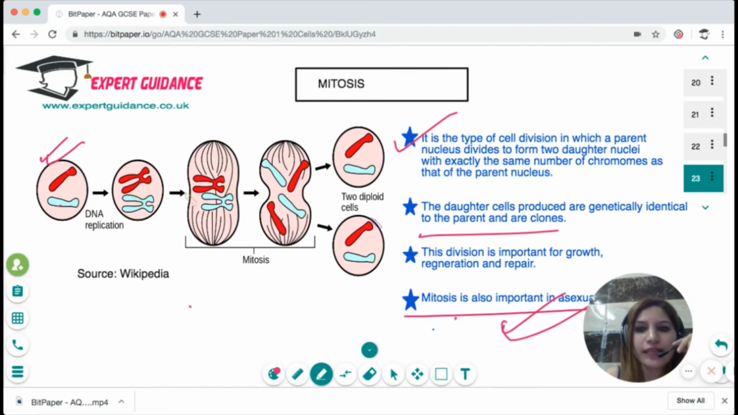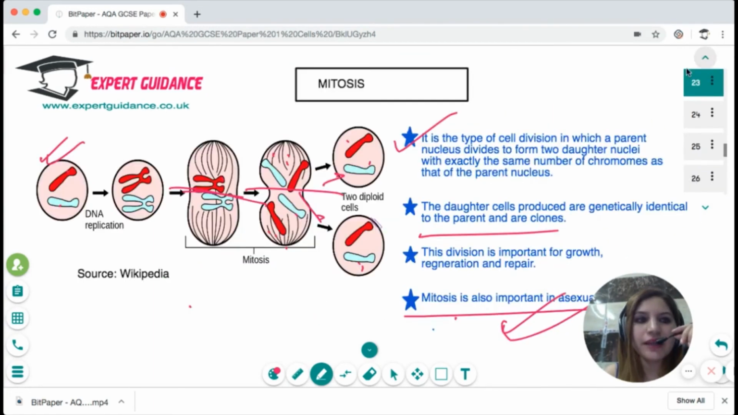Once they have duplicated, they line up at the center along these spindle fibers. The spindle fibers shrink and break them from the middle, so that each end now has one chromosome copy, and then the nucleus divides. So we get two daughter nuclei with exactly the same number of chromosomes as the parent nuclei. Okay, so I hope this mitosis is clear to you.